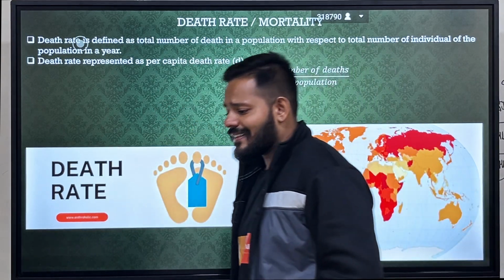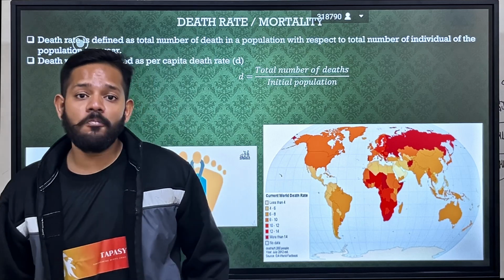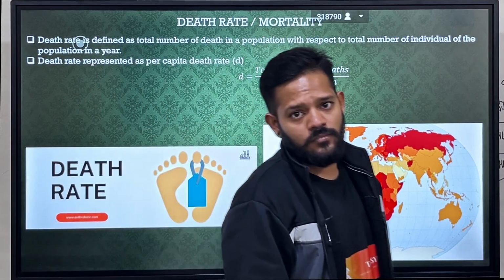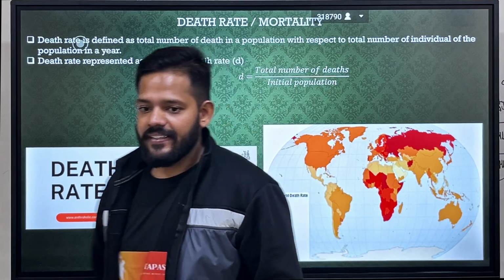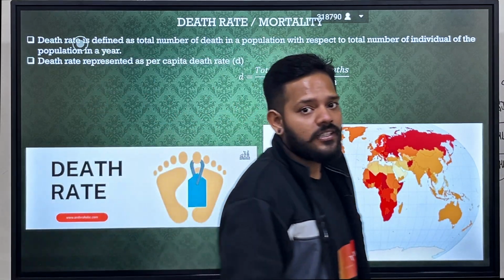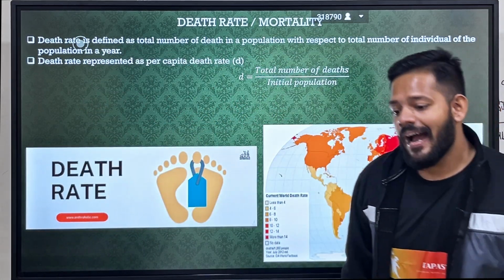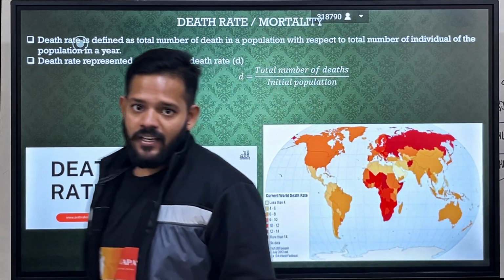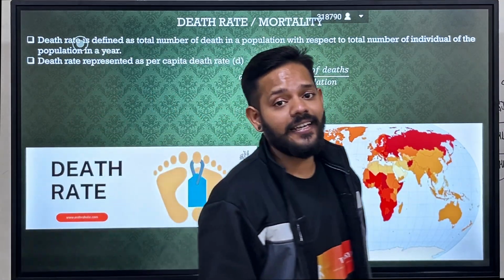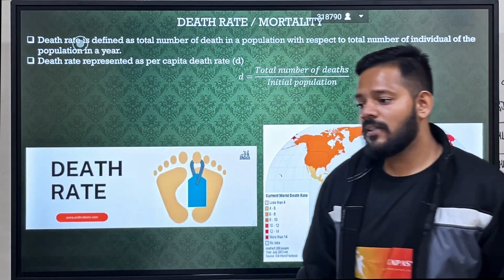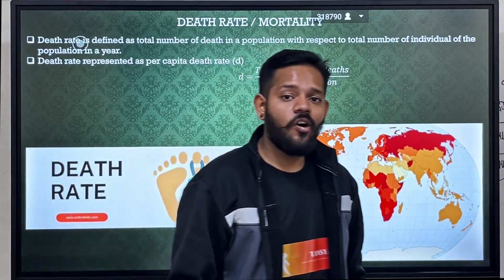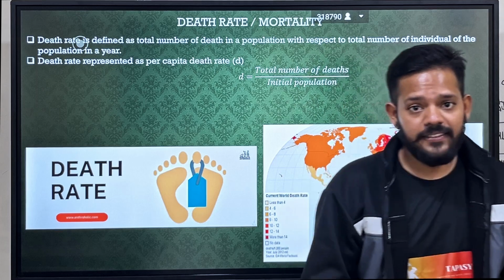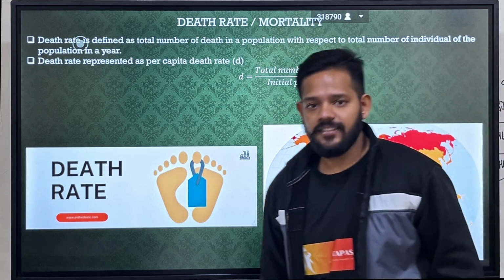So a death rate in an overpopulated country is good. In an overpopulated country like India and China, it is not that much haunting. But in a country like Japan, if it has a high death rate, then the human population is vanishing in that country. So death rate is also one of the major factors which controls the population size.